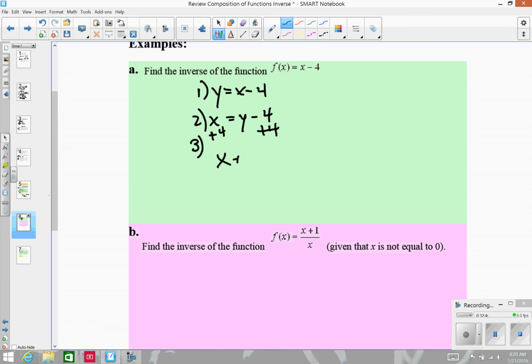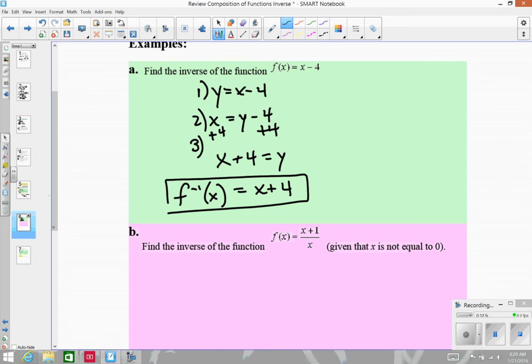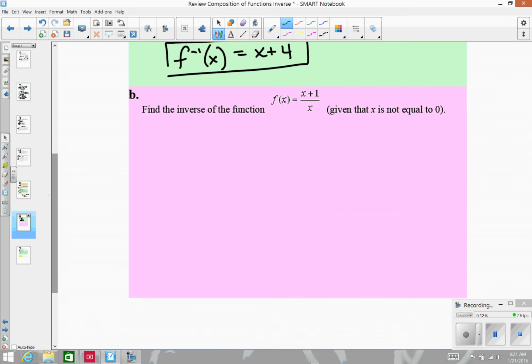X plus 4 equals y. And then I'm just going to write this in my inverse function notation. So I'm replacing y with f inverse of x, and that's equal to x plus 4. Next example, a little bit trickier, but not too much.